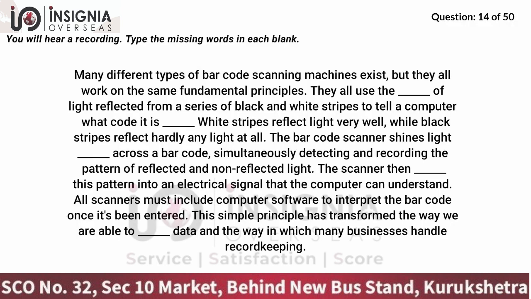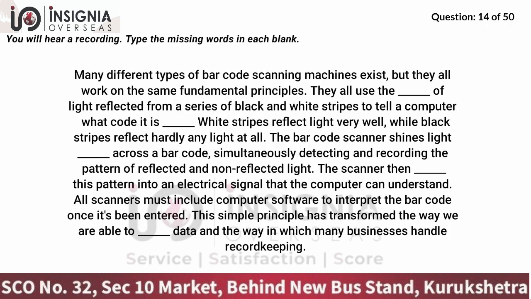Many different types of barcode scanning machines exist, but they all work on the same fundamental principles. They all use the intensity of light reflected from a series of black and white stripes to tell a computer what code it is seeing. White stripes reflect light very well, while black stripes reflect hardly any light at all. The barcode scanner shines light sequentially across a barcode, simultaneously detecting and recording the pattern of reflected and non-reflected light. The scanner then translates this pattern into an electrical signal that the computer can understand.